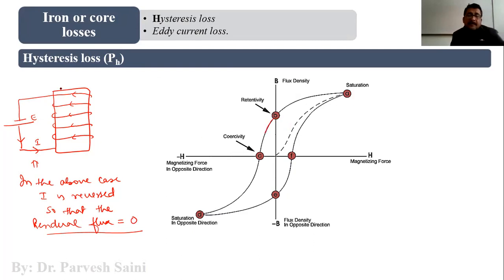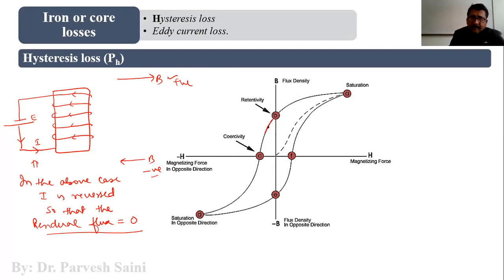This ferromagnetic material, which was earlier magnetized in a certain direction, let us say the direction of flux density was this. Now in this case, the flux density will be directed in the opposite direction. Whether it is positive direction or negative direction, that is a different thing. Positive and negative is always in reference to something. If we have taken this as positive, then obviously this would be negative, right? But there is no thumb rule that this is positive or this is negative, right?